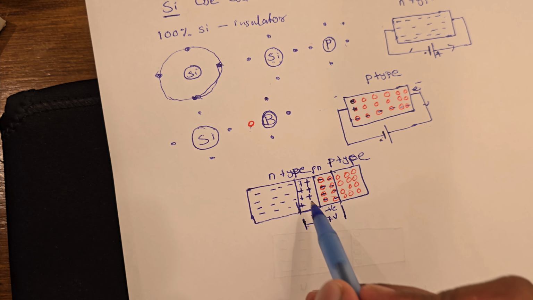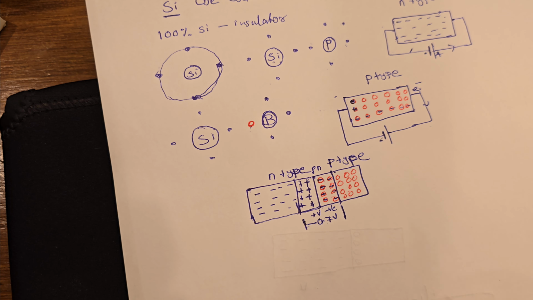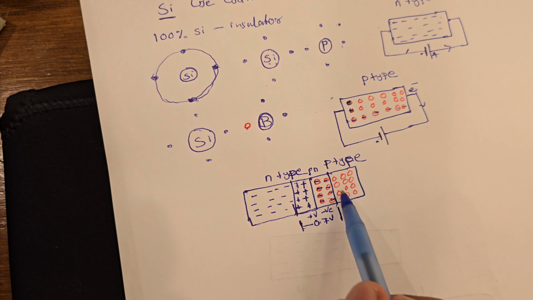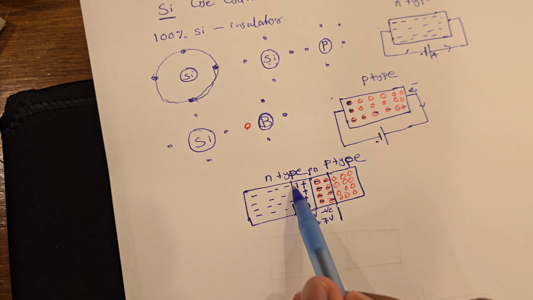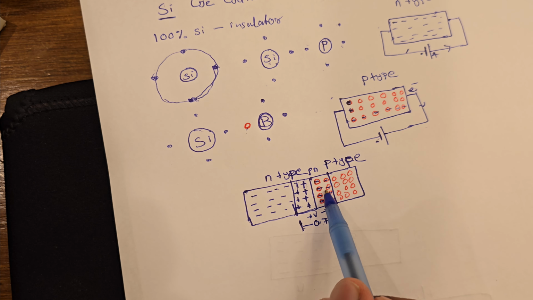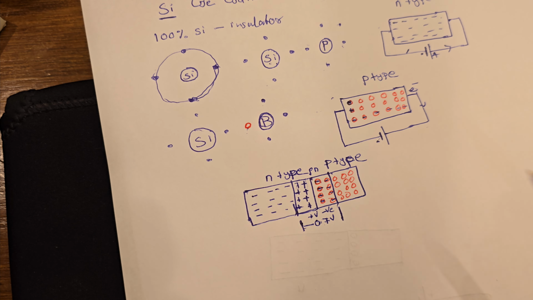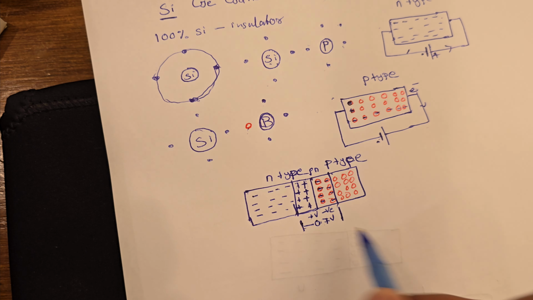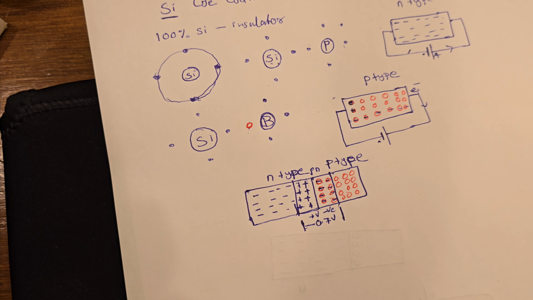Okay, so that is the p-n junction. We have free electrons and we have some free holes here, and there's a region where there are no free electrons or free holes, and this region is called the depletion region or depletion layer, and this voltage is called the barrier voltage.